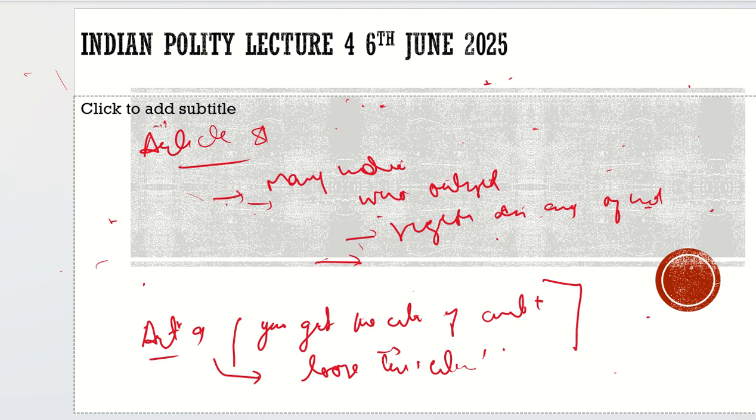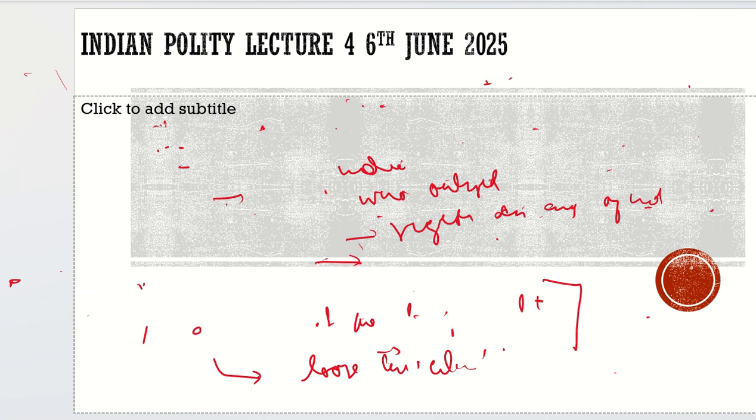Now Article 10, what does Article 10 say? It basically talks about the continuation of the right of citizenship. Before we discuss this, let me rub this off, because it would need a little detailed discussion. Let me rub it first, then we will do the detailed discussion of Article 10.